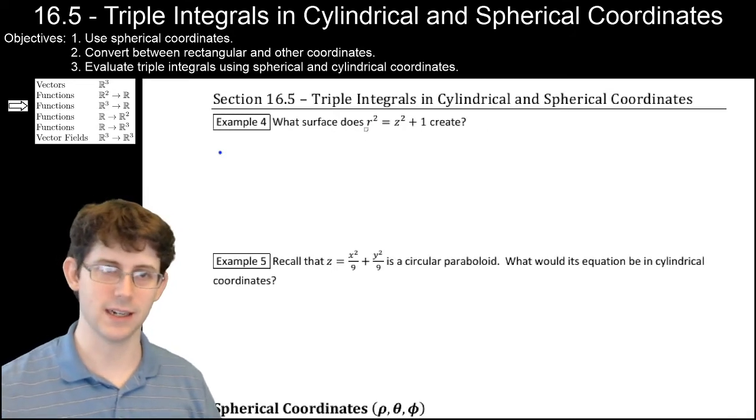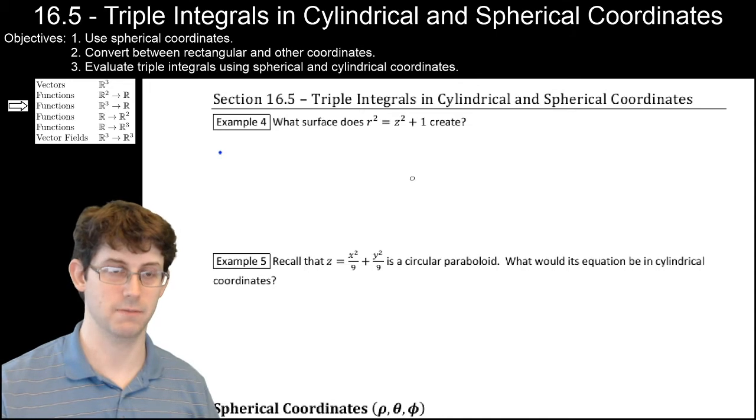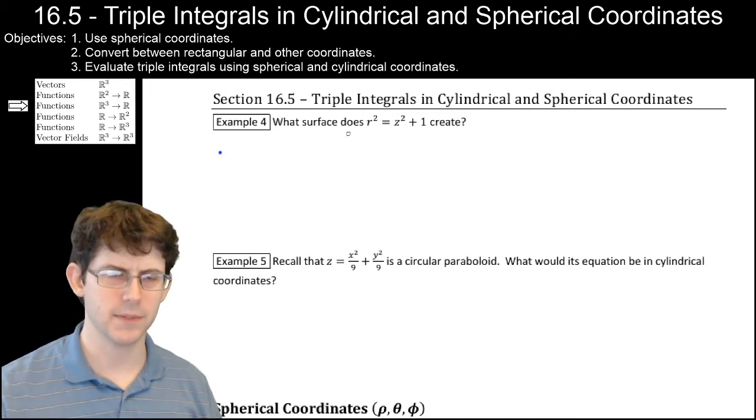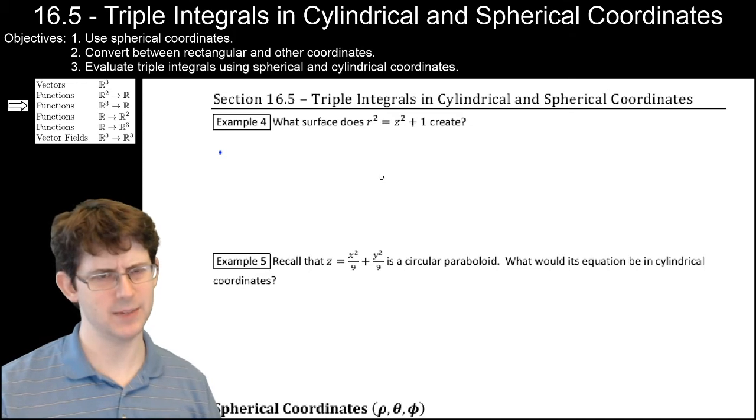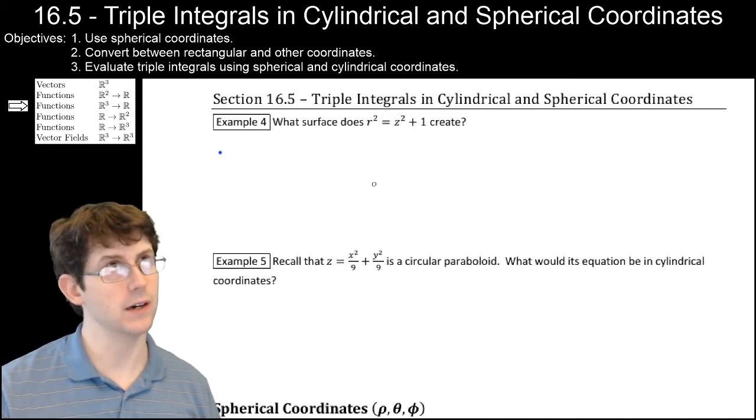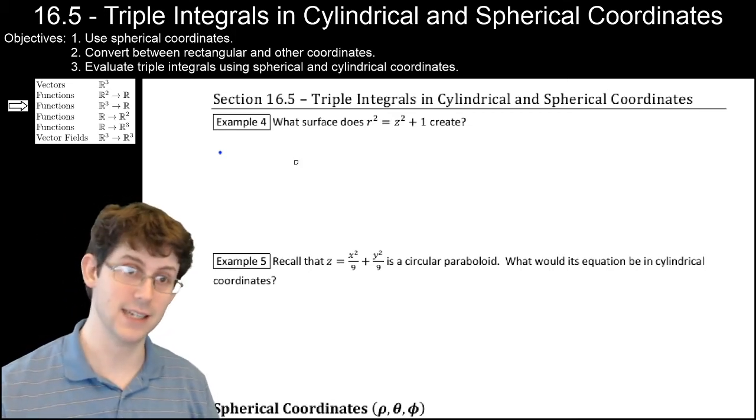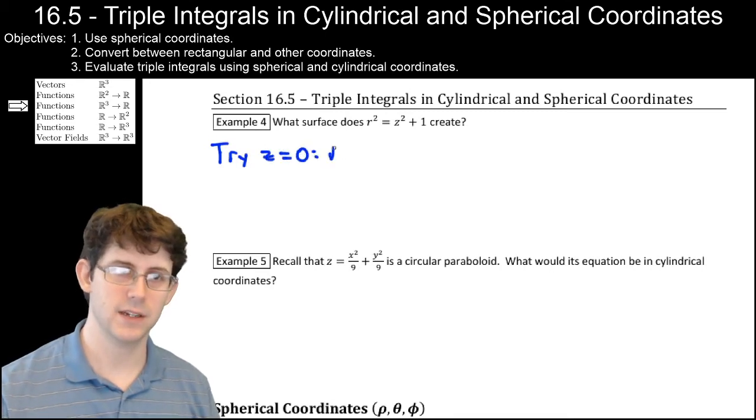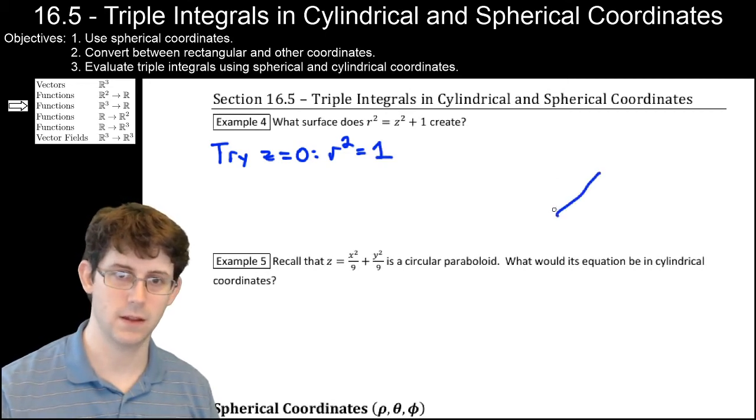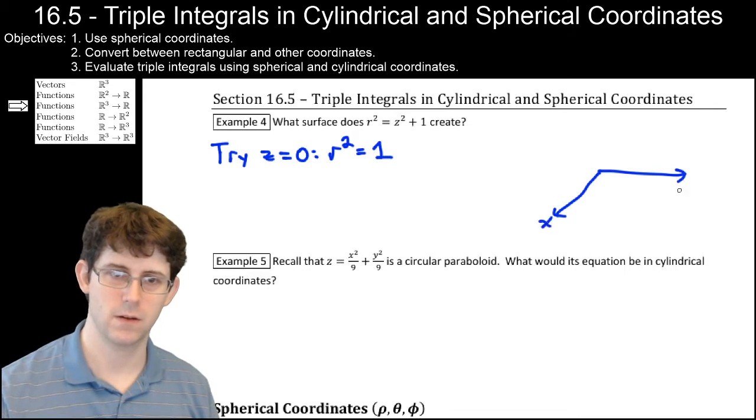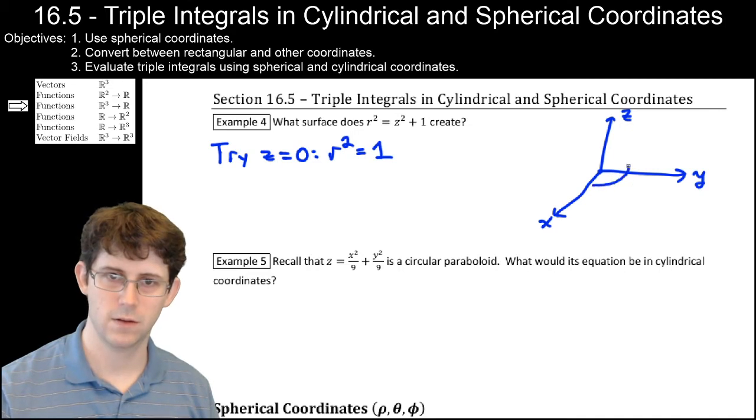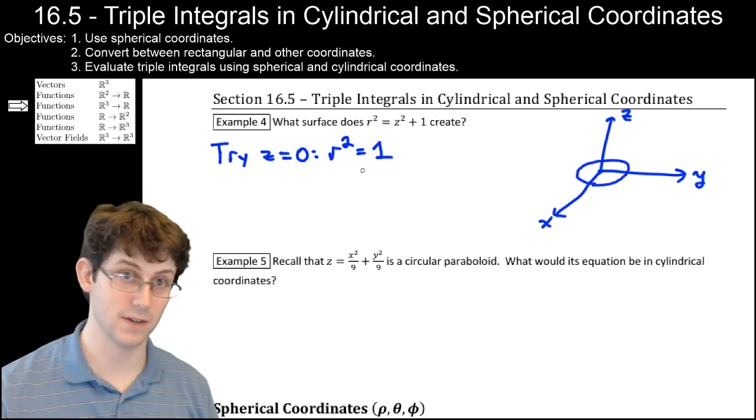Okay, what's going on here? What does r squared equals z squared plus 1 do? To figure this out, I think our best bet is probably to use our level curves plan, where we say, well, I don't know what it is. Let's try some values of z. So try z equals 0. When z is 0, you get r squared equals 1, which is a circle with radius 1. So in the xy plane, I've got a circle of radius 1.